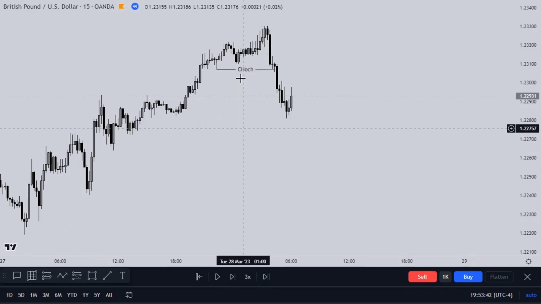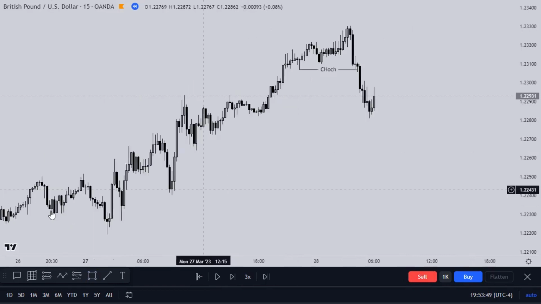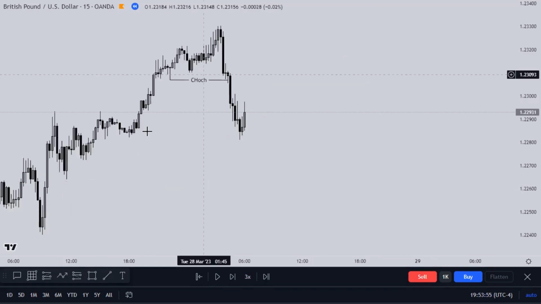So when I identified this as my change of character on the 5-minute, I came back on the 15-minute since we were on an uptrend here. You can agree with me that this is an uptrend because we have the market moving in highs and lows. So when this market changed character to the downside, momentum is about to change side from bullish to bearish. So I came here to identify my order blocks.